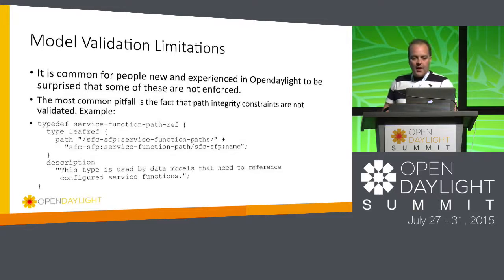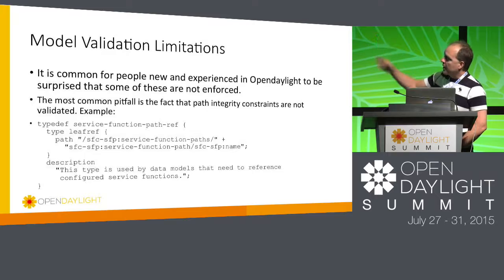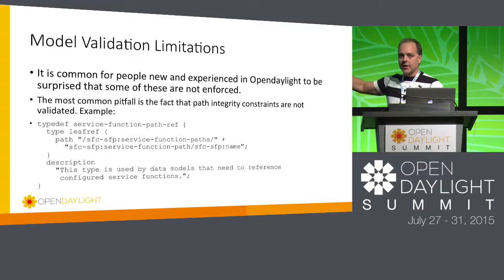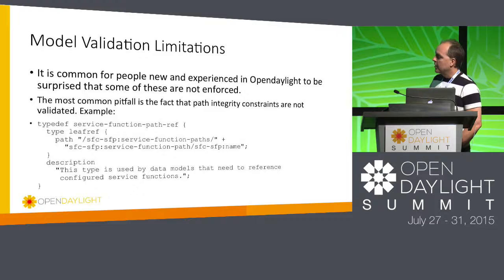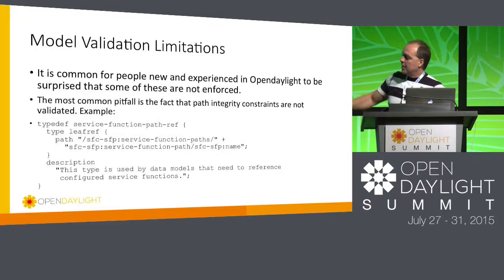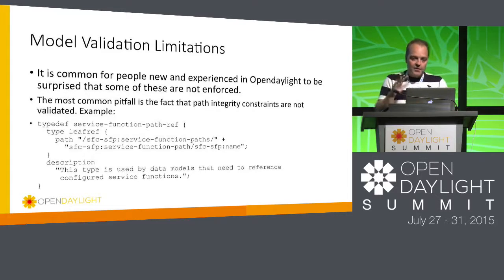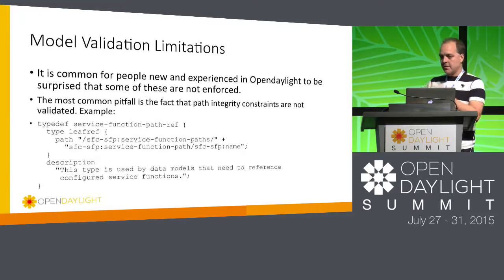So, and this is what I talked about. The most common pitfall is the fact that path integrity constraints are not validated, right? So I talked a little about this. This is a specific service function chaining example, right? Basically, you can completely remove a path, with the devices in it, but you should not be able to do that. We take care of this in the code, because the service function chaining project was started a long time ago. But as this is improving, hopefully this is not going to be needed anymore.